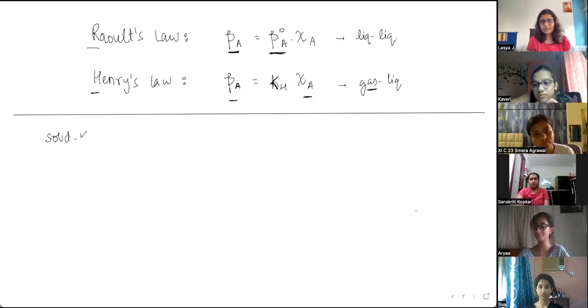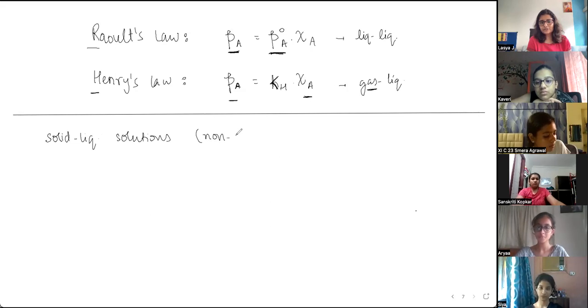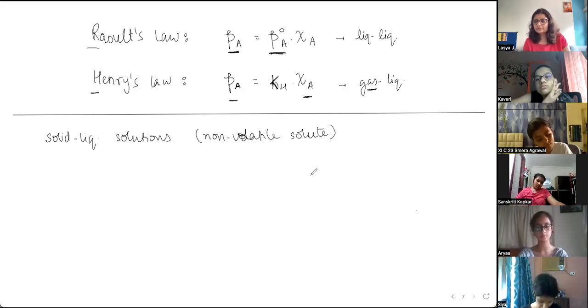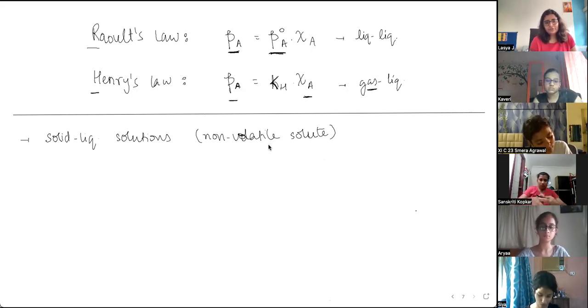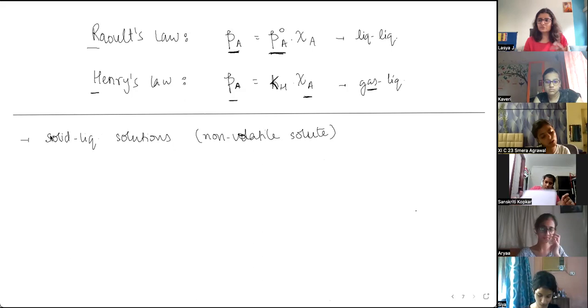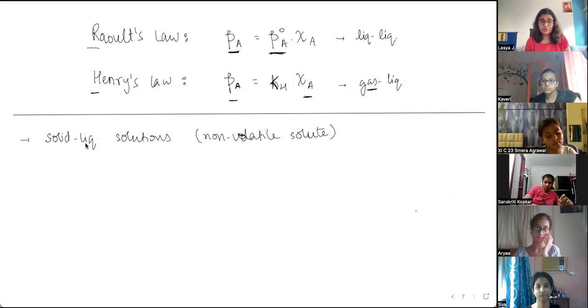So solid liquid solutions with non-volatile solids, or let's say non-volatile solute, because the solvent will be volatile. So here the solute is solid, there's no vapor pressure, there's nothing we can apply to it in this particular context. But the solvent is a liquid, meaning its vapor pressure will exist. In the case of solid liquid solutions, what do you think will happen?